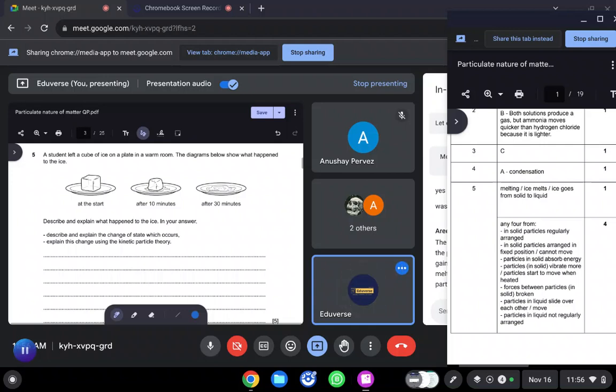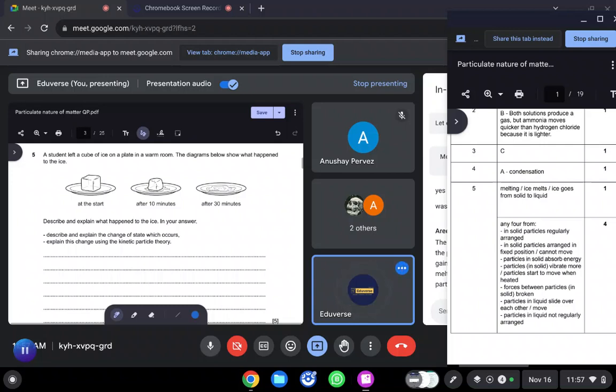Particles in solid are absorbing energy. By absorbing energy, they vibrate more. When they vibrate more, they start to move when heated. Or you can write forces between the particles are broken, then particles have space between them, the state has been converted from solid to liquid, and in liquid particles slide over each other and are not regularly arranged.